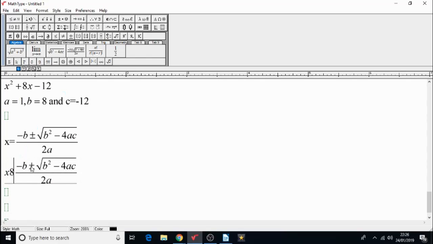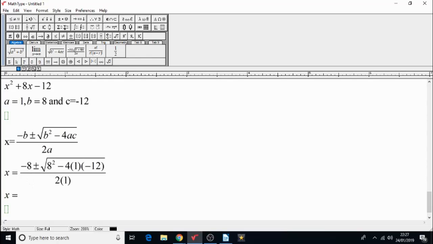So B is 8, A is 1, and C is 12. Let's update the denominator as well. It's 1. So now you've got x is equal to minus 8 plus or minus the square root of 8 squared minus 4, open bracket 1, close bracket, open bracket again, minus 12.